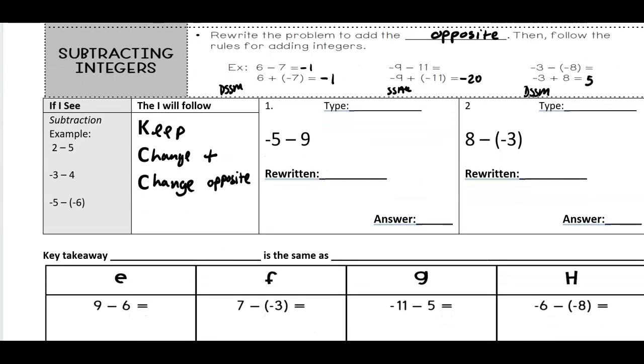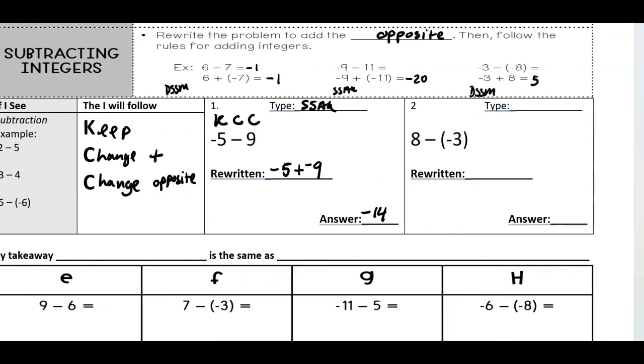So this first one, keep, change, change. So I keep my negative 5. I change my subtraction to addition. And this is a positive 9 right now, so I change it to negative 9. So now my type is SSAK, negative 5 plus negative 9, same signs, add and keep the sign, gives me negative 14. So negative 5 minus 9 is the same as negative 5 plus negative 9, and that's how I get negative 14.